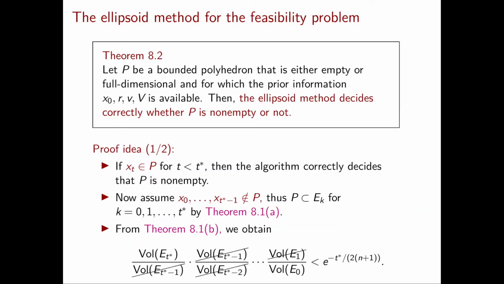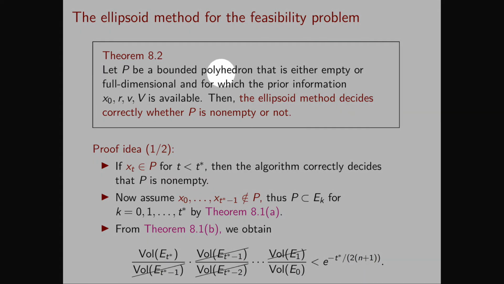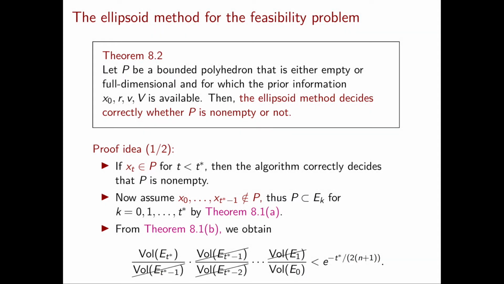We are now ready to show that the ellipsoid method is correct. Let P be a bounded polyhedron that is either empty or full dimensional, and for which the prior information x_0, r, v, and capital V is available. Then the ellipsoid method decides correctly whether P is non-empty or not. Let's see a sketch of the proof of this theorem.